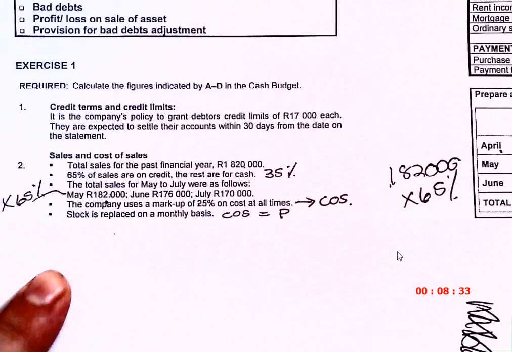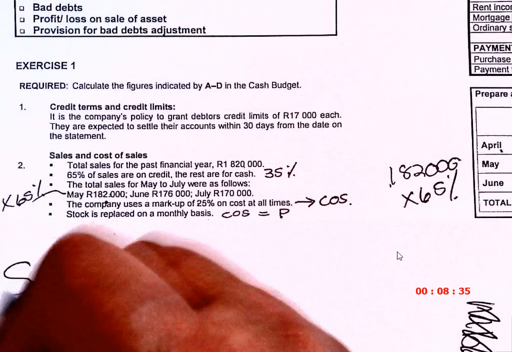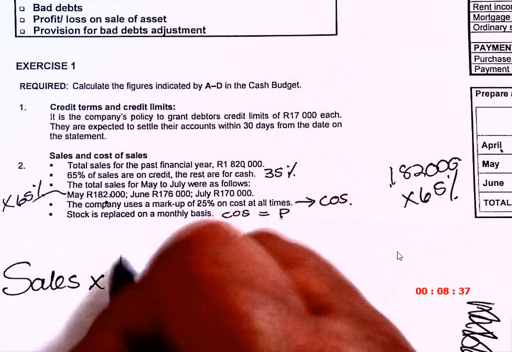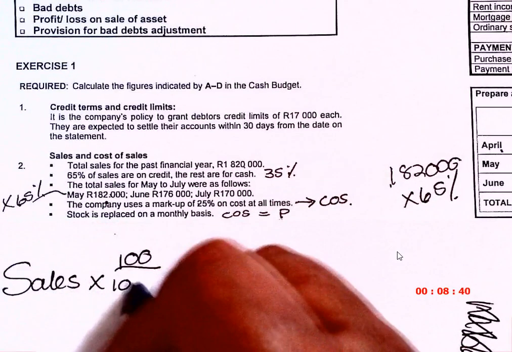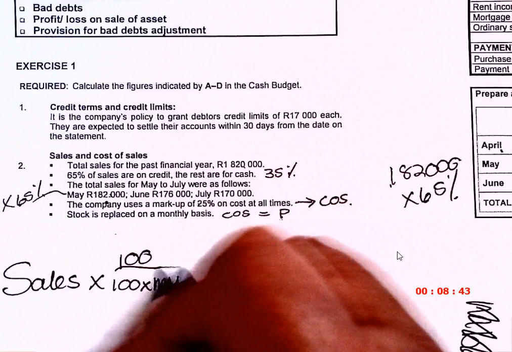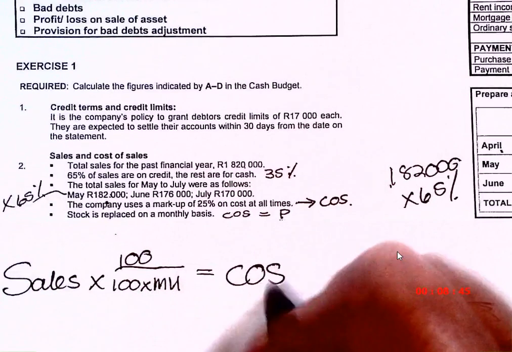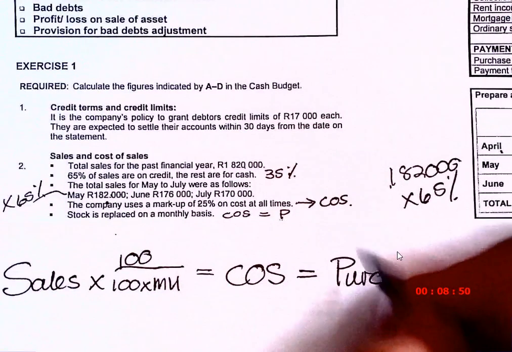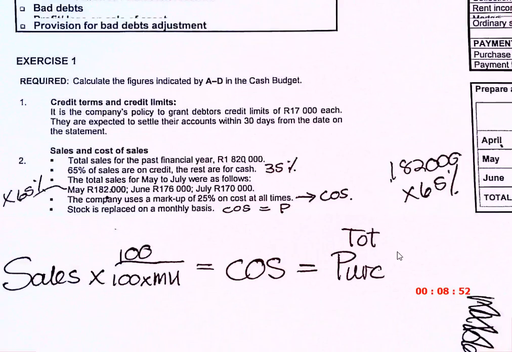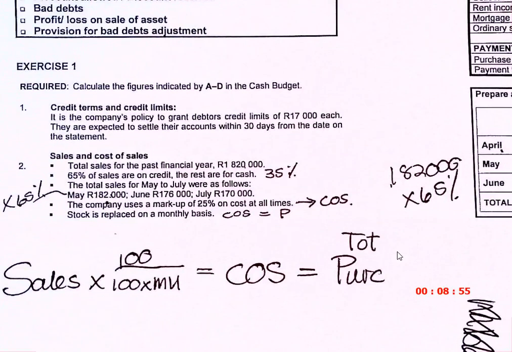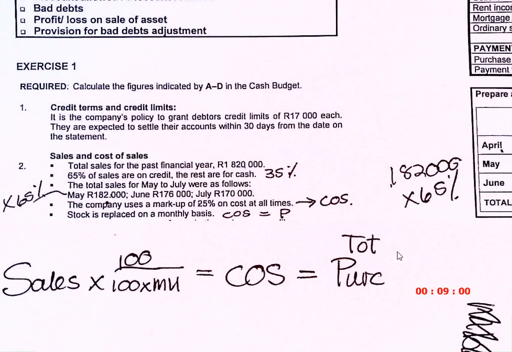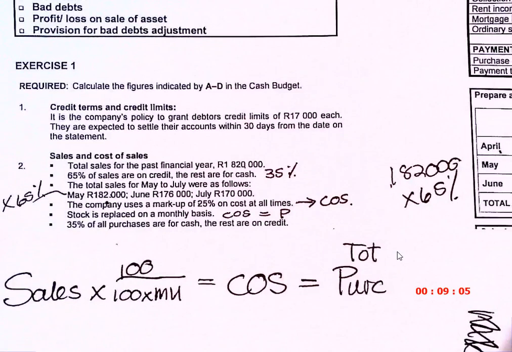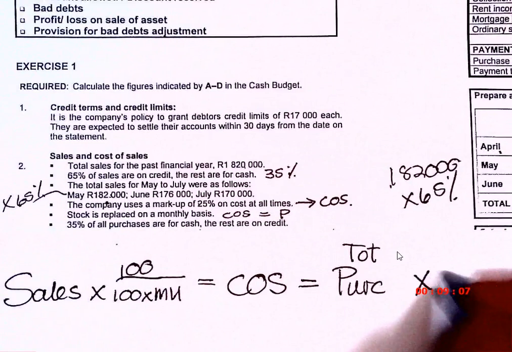Okay. Now, if I have my sales and I work out my cost of sales, that cost of sales is equal to the total purchases. And what do we know about total? Total is cash and credit. Okay? So now they want me to calculate the cash purchases. So what is cash? They say 35%. You see?